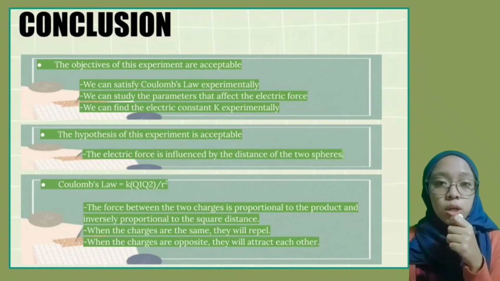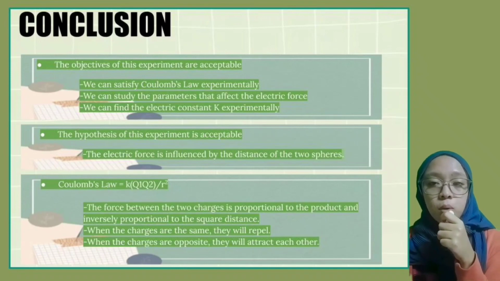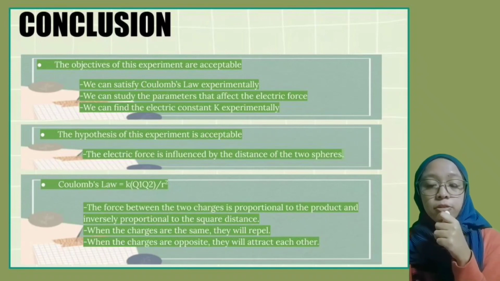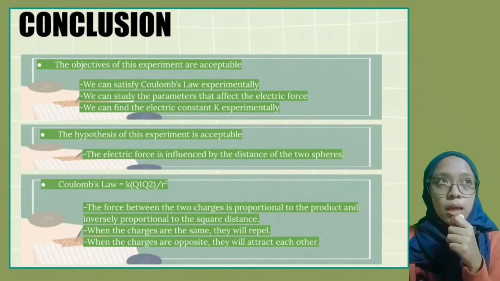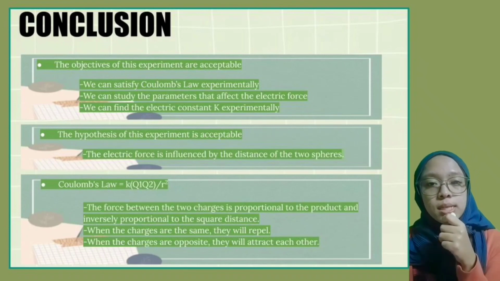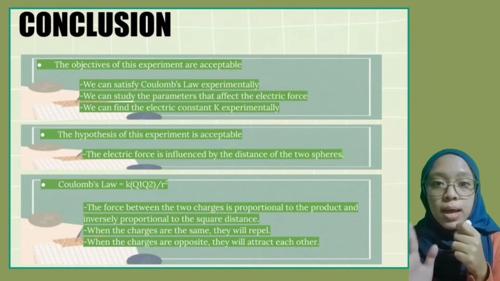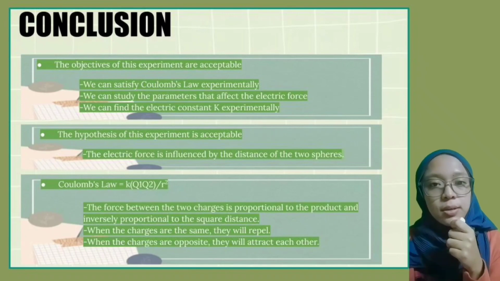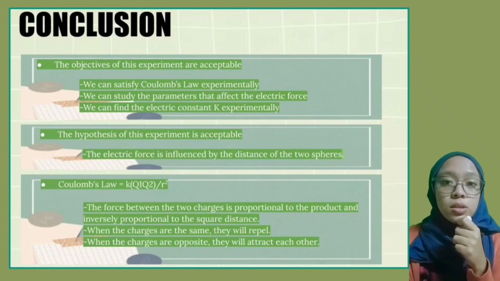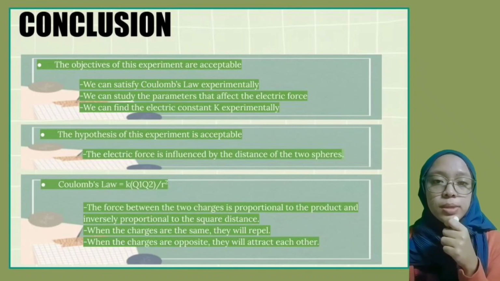Based on Coulomb's law, K times Q1 Q2 per R to the power of 2, it states that the force between the two charges is proportional to the product and inversely proportional to the square of the distance. When the charges are the same, they will repel. When the charges are opposite, they will attract each other. The electric force is also influenced by the distance. This law holds the energy and prevents it from disappearing.